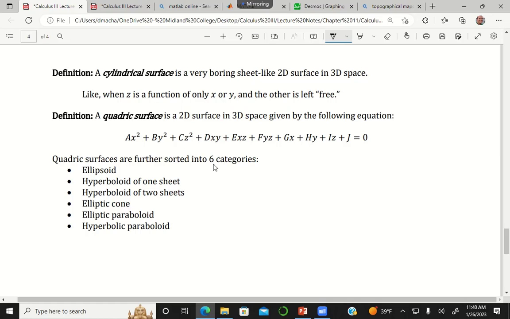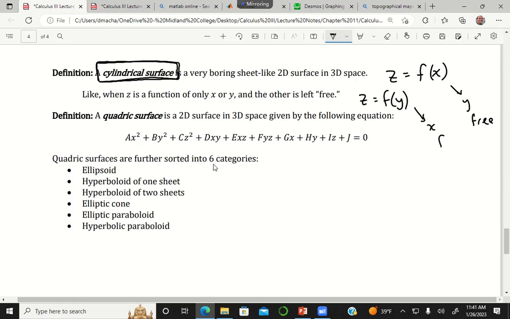If you see this in your textbook, it talks about a cylindrical surface. A cylindrical surface is just a really boring kind of sheet-like 2D surface. Like, it is a surface, but it's really boring. You can get a cylindrical surface if you make z a function of x, where y would be a free variable, or if I make z a function of only y, and I let x be a free variable. And you do get surfaces, they're just not very exciting.